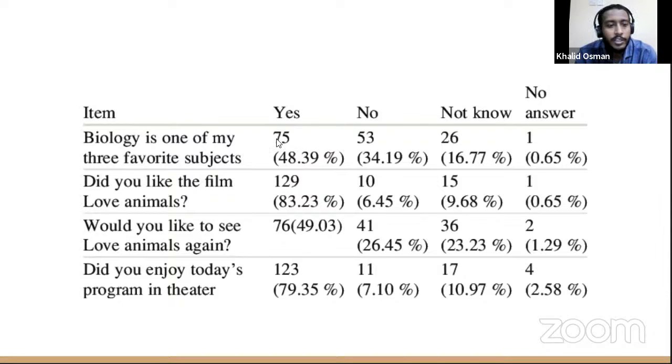And the second question, did you like the film Love Animals? These are the answers. If you take a glance at these results, you can understand it, and it is better suited for a table.